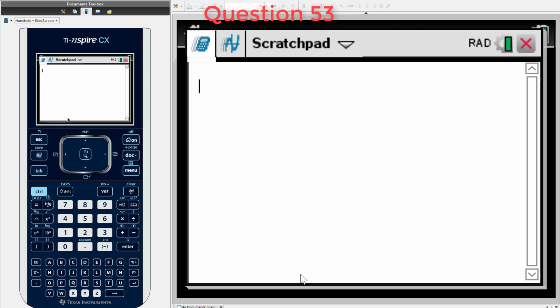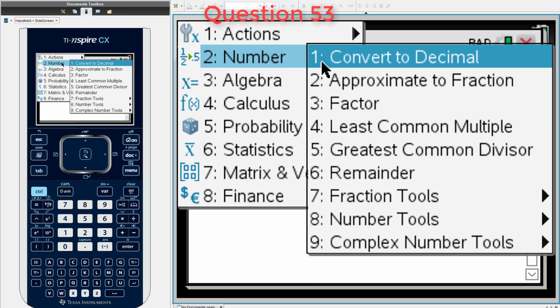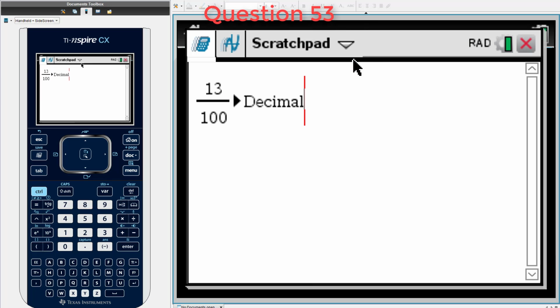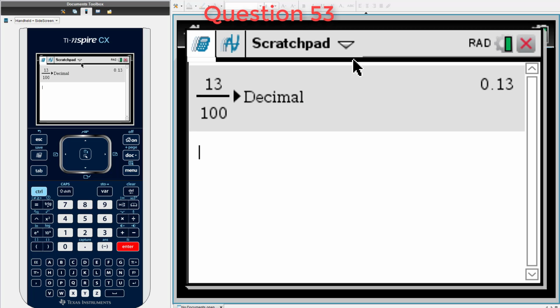To convert a percentage to decimal form, let's say 13%, all you have to do is write the 13% in fraction form, 13 over 100, and we have to convert it to decimal form, so we will go to menu, number, and convert to decimal. So it will give us the decimal form of the answer, and it's going to be 0.13.